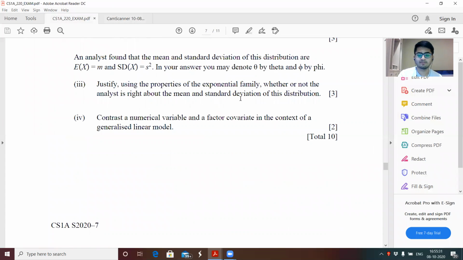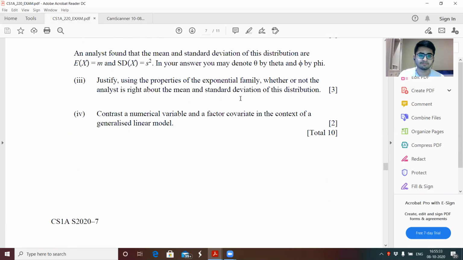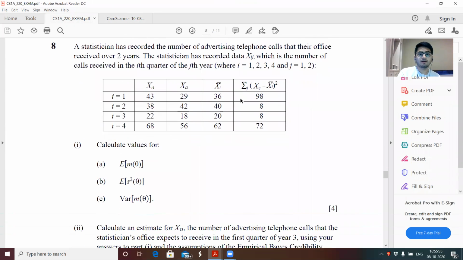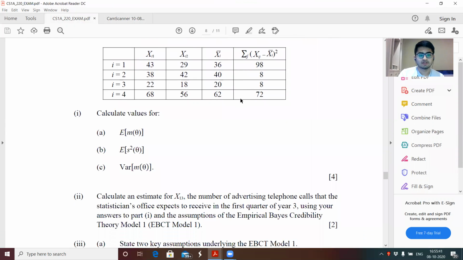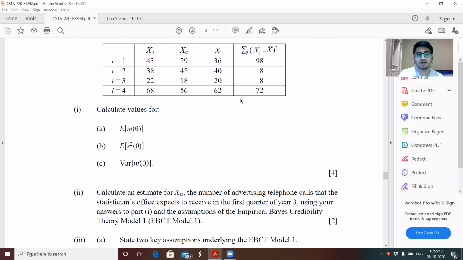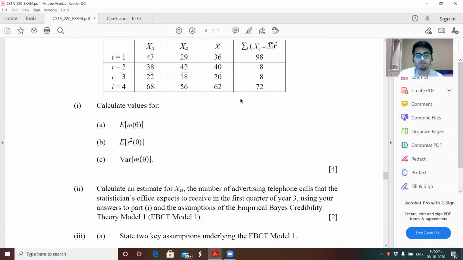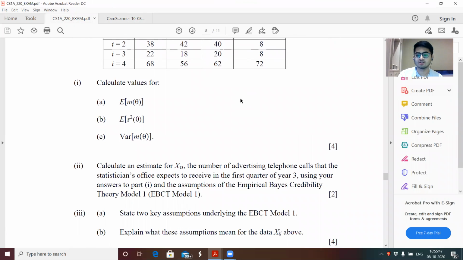Part 4 is again something which is direct bookwork. Part 5, EBCT, that too model 1, pretty easy for you all to score on this. So I'll quickly show the values of part 1, ABC. Part 2 and part 3 are nothing but asking for assumptions. Again, part 3 is something which is direct bookwork.